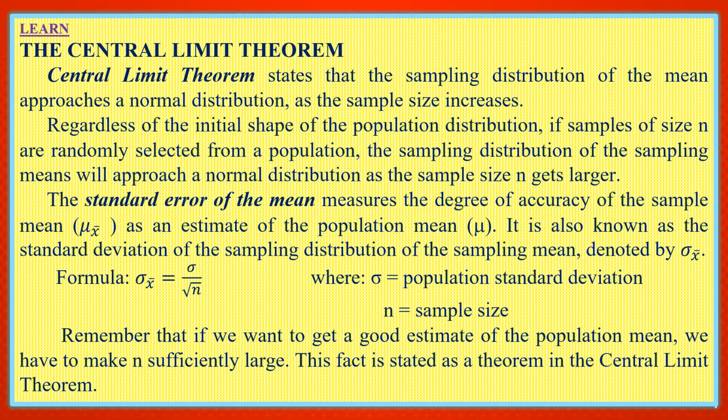Remember that if you want to get a good estimate of the population mean, we have to make n sufficiently large. This fact is stated as a theorem in the central limit theorem. When you say sufficiently large, that should be n is greater than or equal to 30.